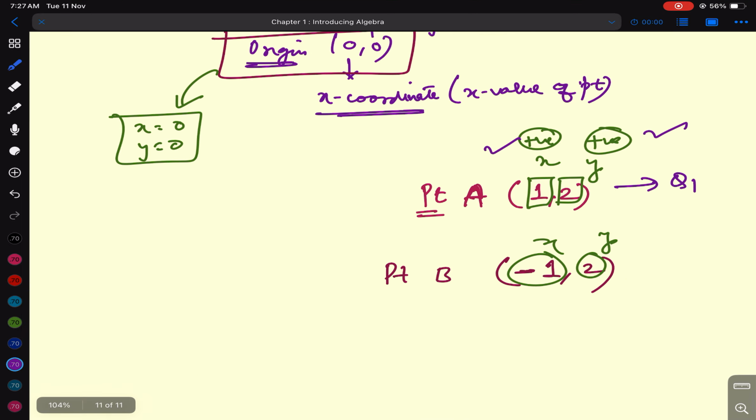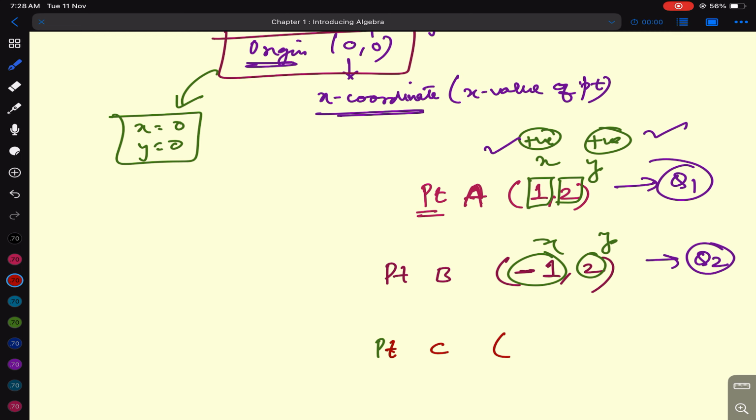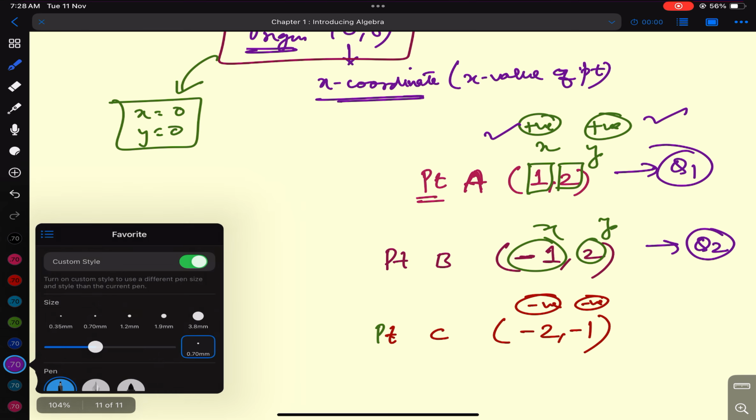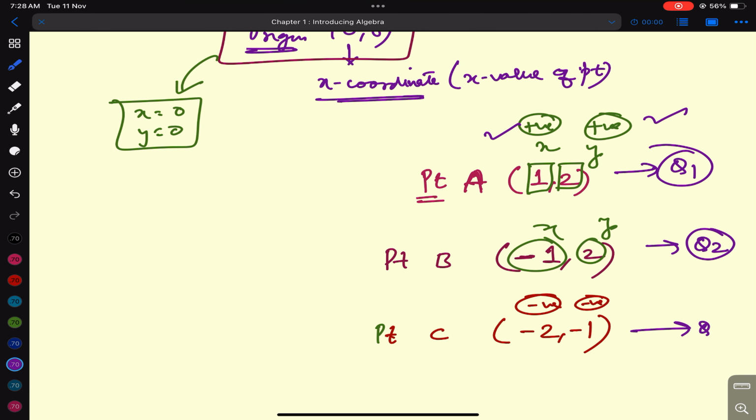So the first point was falling in quadrant 1, and this one is falling in quadrant number 2. Now let's take another point, a third point, point C. Here it is (-2, -1). We see that both x and y are negative in this case. So when both x and y are negative, which quadrant is that a part of? That is a part of quadrant number 3.